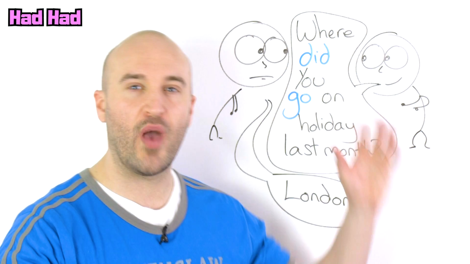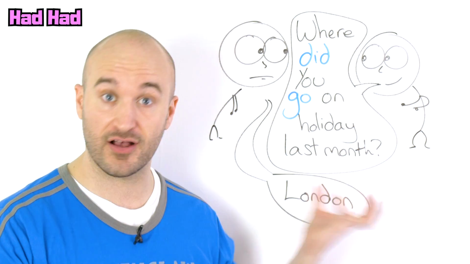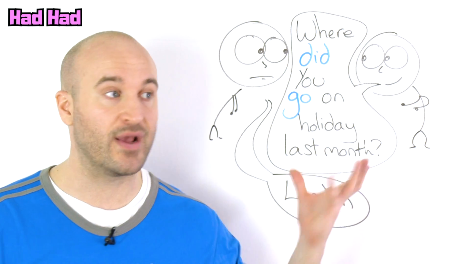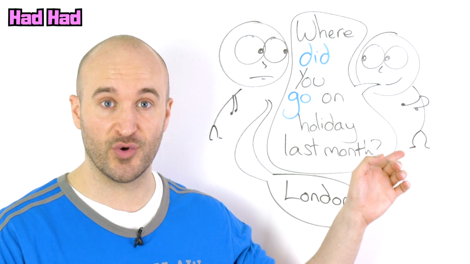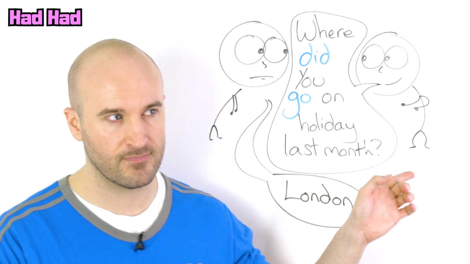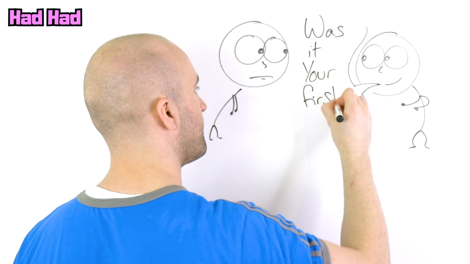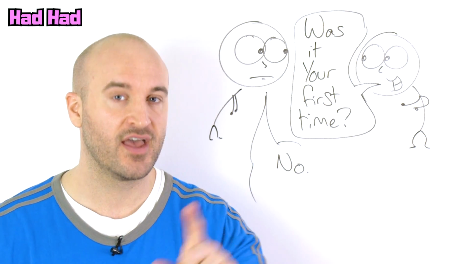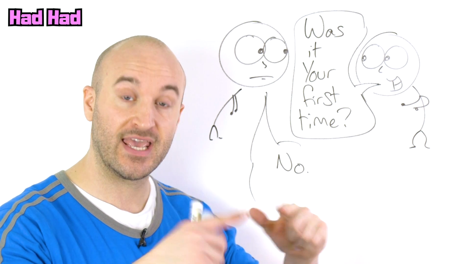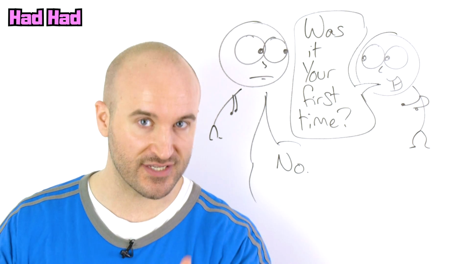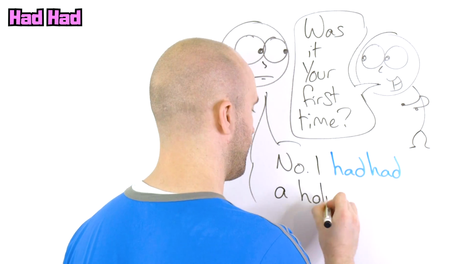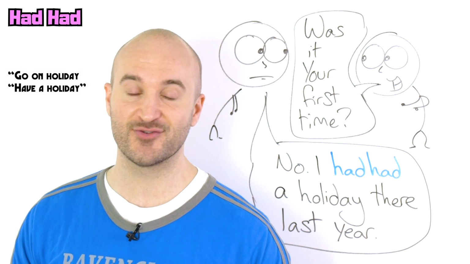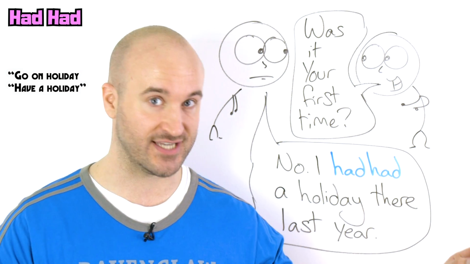Example question, where did you go on your holiday last month? That's a specific time, so, past simple. He went to London. Now, he wants to know, was it your first time? And he wants to say no. The year before, he had a holiday. How does he say that? You can say go on a holiday. You can also say have a holiday.